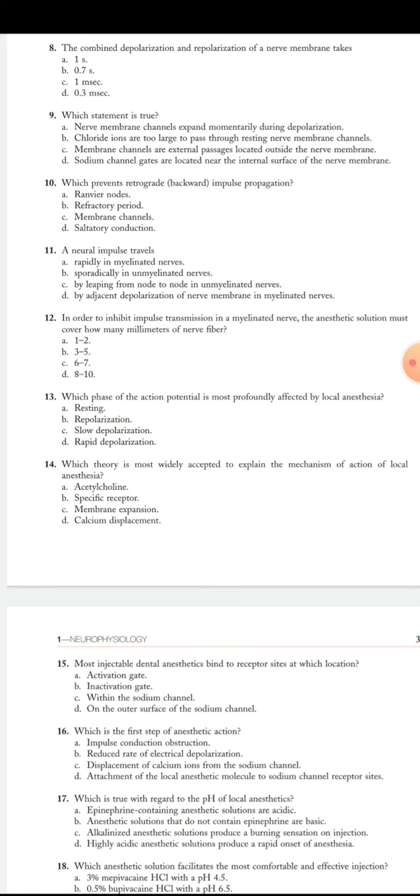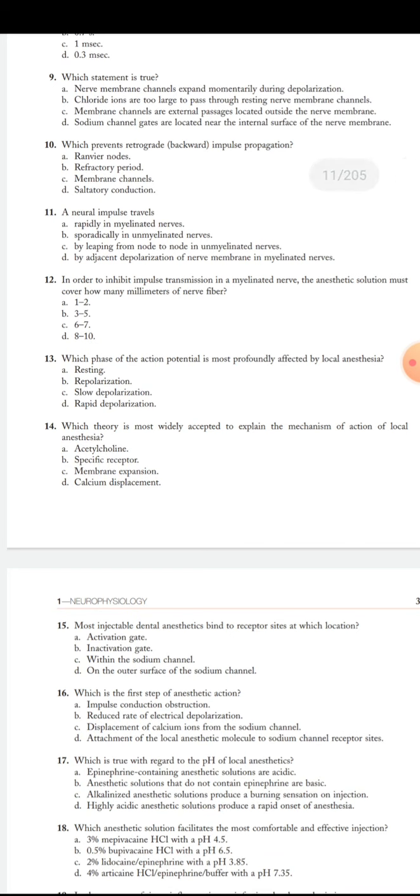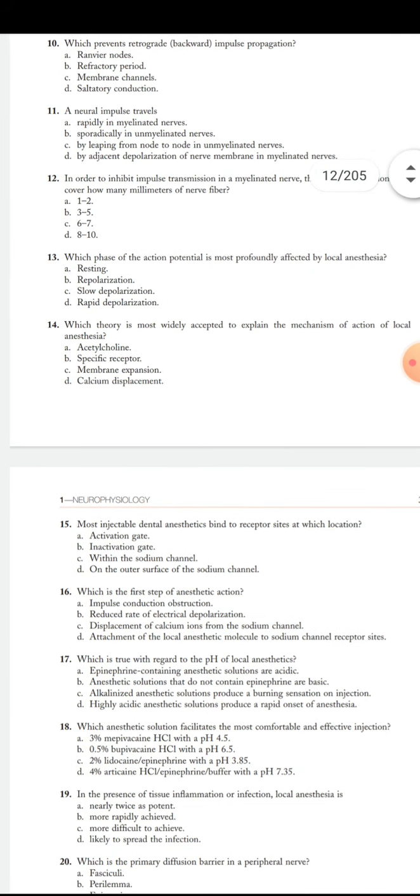Question number 15. Most injectable dental anesthetics bind to receptor sites at which location? A. Activation gate. B. Inactivation gate. C. Within the sodium channel. D. On the outer surface of the sodium channel.